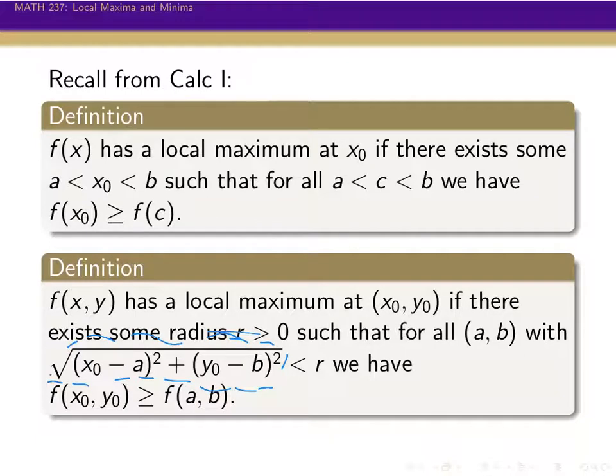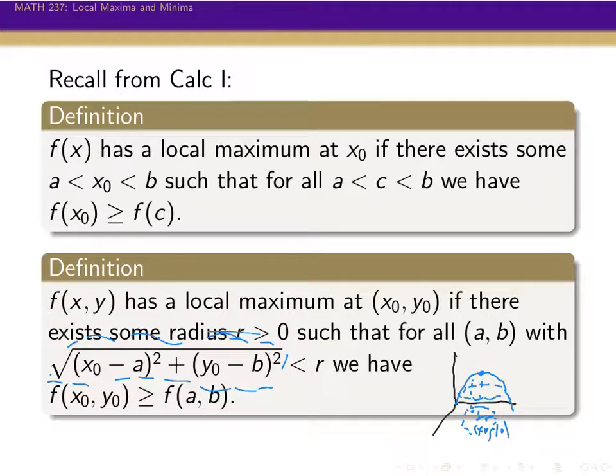If we're trying to draw this out, here's x naught, y naught. Let's draw a little circle around it. That's going to be radius r. Say the point a b is right there. Then the height over the point x naught, y naught is going to be higher than any other point, just looking above that circle.